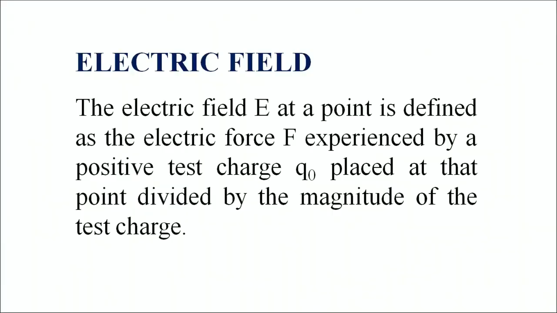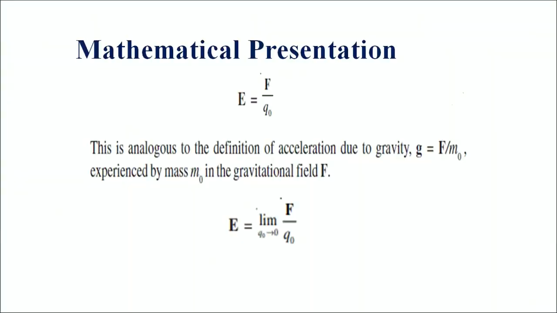Now, let us define electric field. The electric field at a point is defined as the electric force F experienced by a positive test charge Q naught placed at that point divided by the magnitude of the test charge. If we write it mathematically, then E will be equal to F divided by Q naught, where Q naught is the test charge. This equation is analogous to the definition of acceleration due to gravity. G is equal to F upon m naught, where m naught is the mass in the gravitational field F.